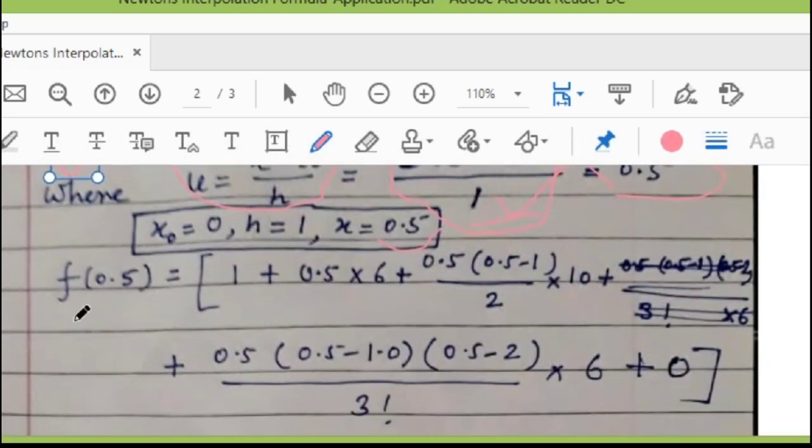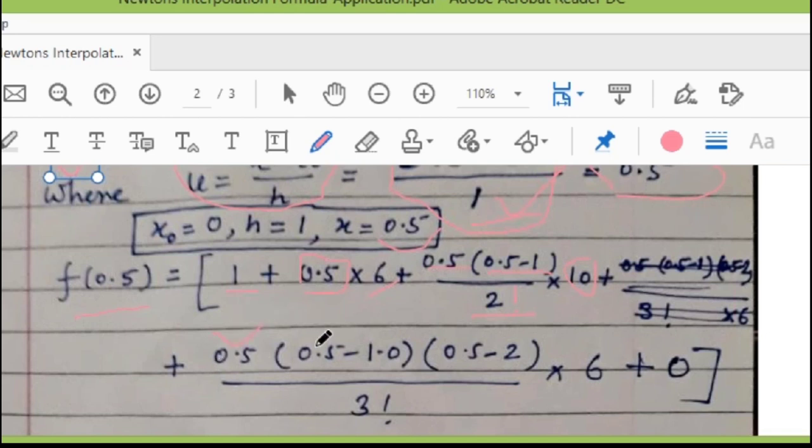This formula we are going to apply for f(0.5). f(x) is y naught, we started from here, plus u times the first difference from the table, plus u into (u minus 1) over factorial 2 into the second difference, 10.